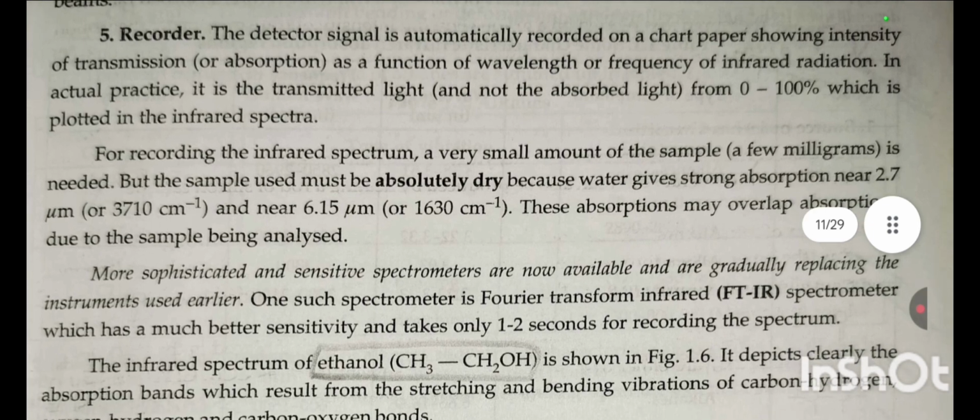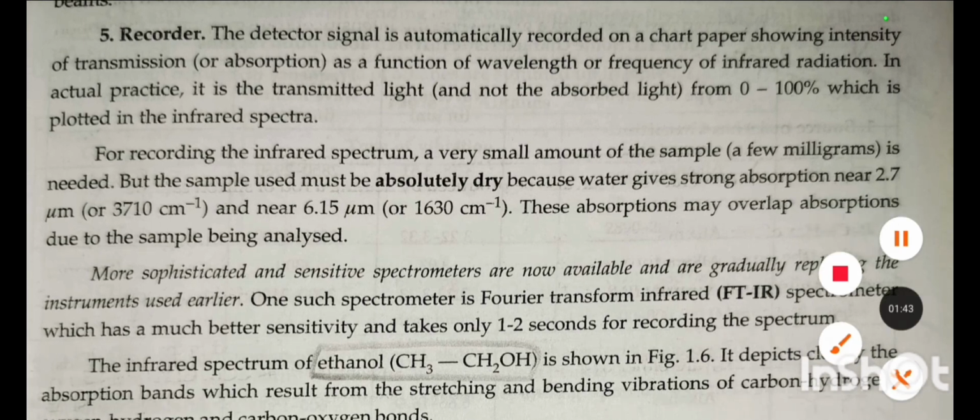Fifth, recorder. The detector signal is automatically recorded on chart paper, showing intensity of transmission as a function of wavelength and frequency of infrared radiation. In actual practice, it is transmitted light from 0 to 100% that is plotted in infrared spectra.